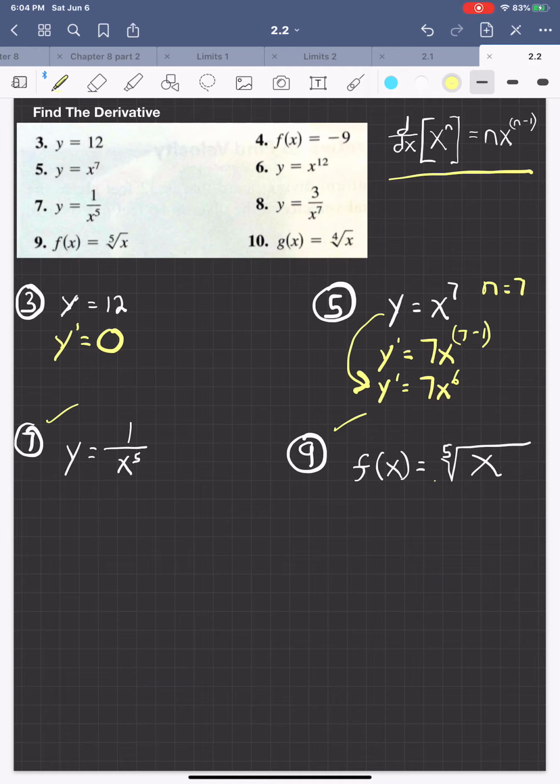I have y is equal to 1 over x to the power of 5. I can rewrite that as y being equal to x to the power of negative 5. There's no calculus yet. I just rewrote the function before I take the derivative. So let's take the derivative. In this case, we have n is equal to negative 5. So y prime is going to be negative 5 x to the power of negative 5 minus 1.